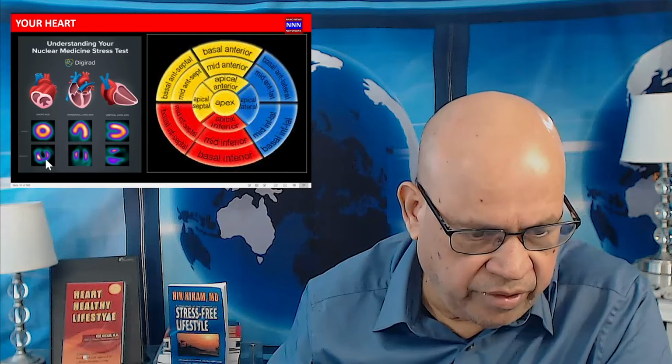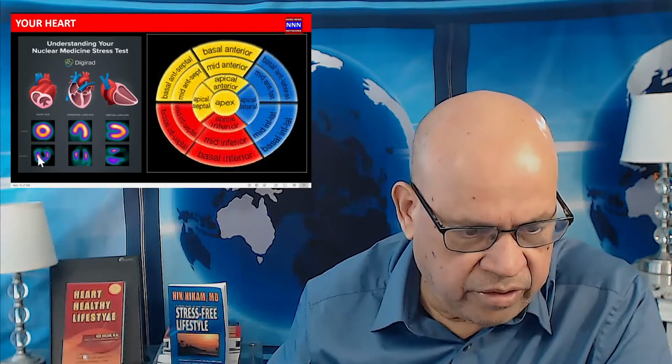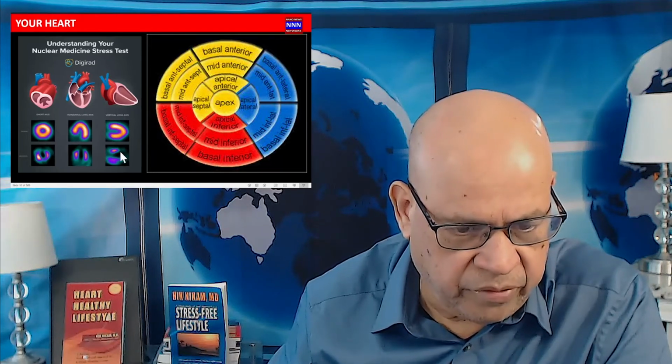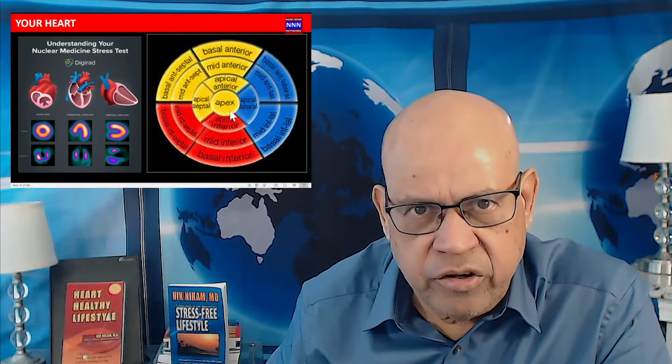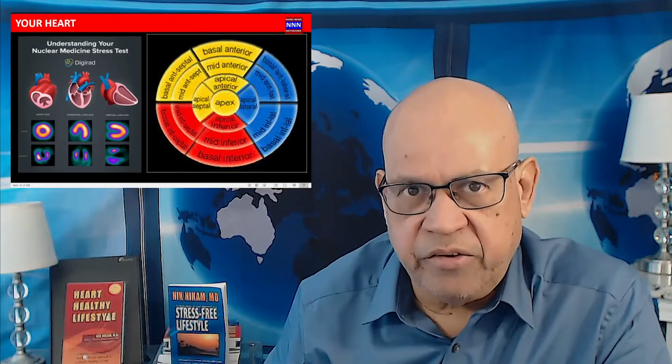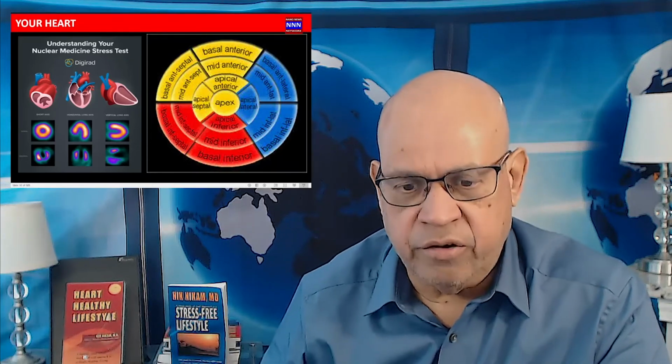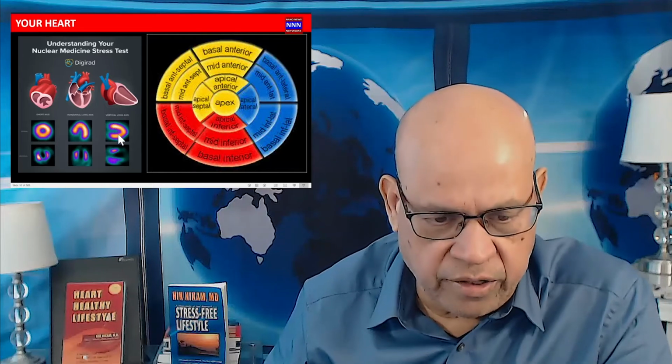But if you look at this one, there is a defect here. This is a missing part that is towards the apex, and the apical segments, as you can see here. So that's how we find out where is the defect. Is the defect reversible or is it fixed? And also look at the overall function of the heart.